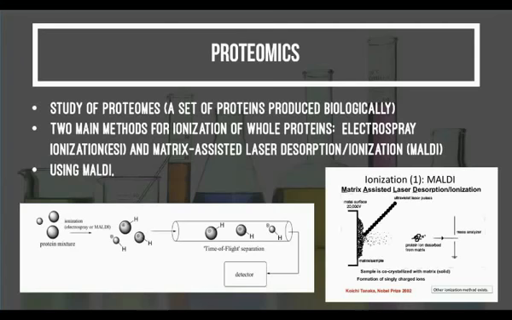Two main ionization techniques of mass spectrometry can be used to study whole proteins. These techniques are firstly, matrix-assisted laser desorption or ionization, MALDI in short, and secondly, electrospray ionization, ESI. Intact proteins are ionized by either of the two techniques described above, and then introduced to a mass analyzer.